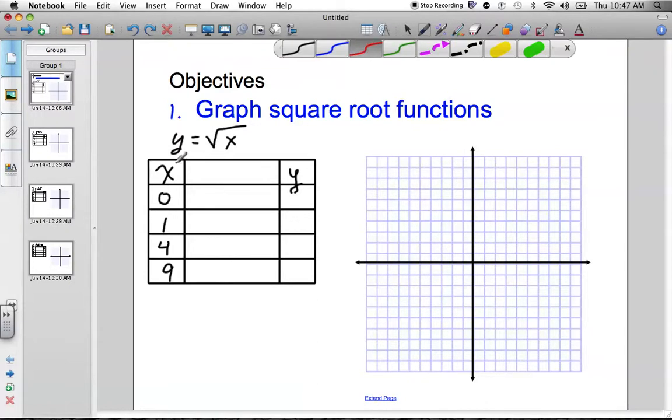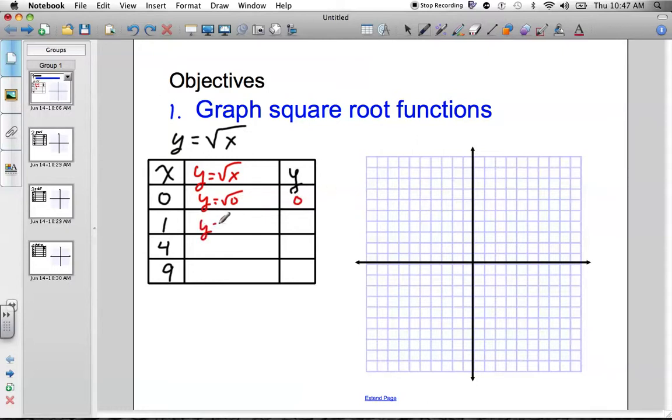The parent equation is y equals the square root of x, and when you do this, all we're going to do is take our input values and substitute those in for x. Square root of 0 is 0. When we put in 1, the square root of 1 is 1. When we put in 4, we'll get an output of 2 because the square root of 4 is 2. And when we put in 9, the square root of 9 is 3, so our output is 3.